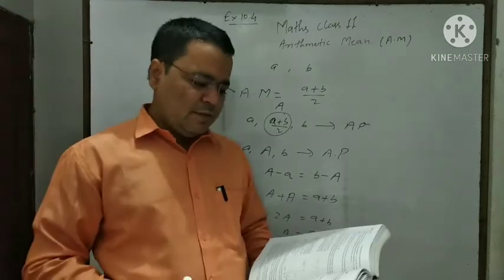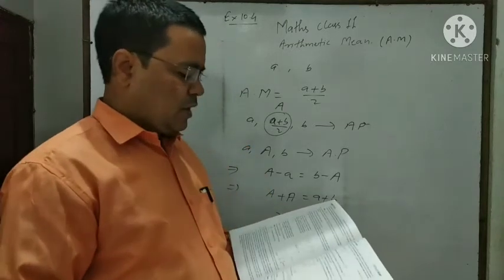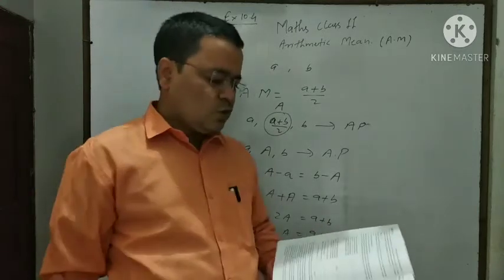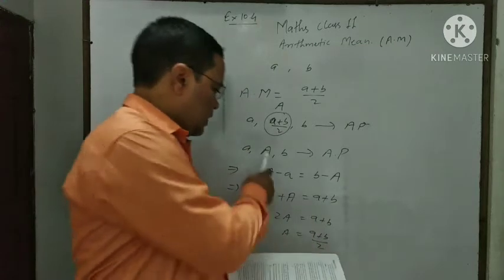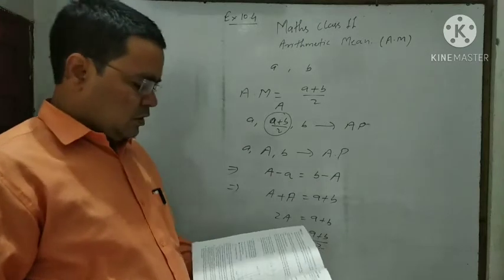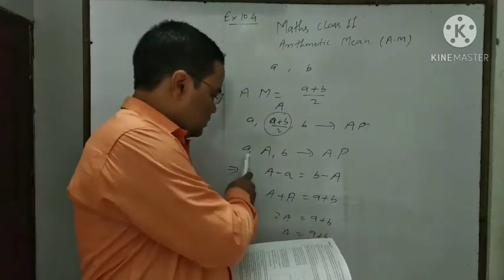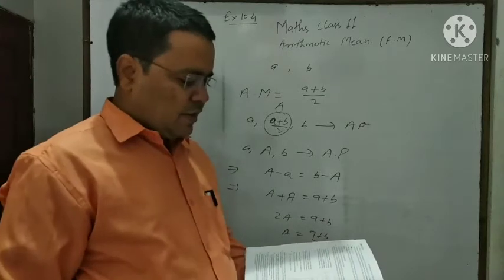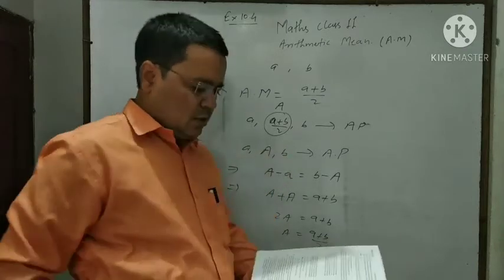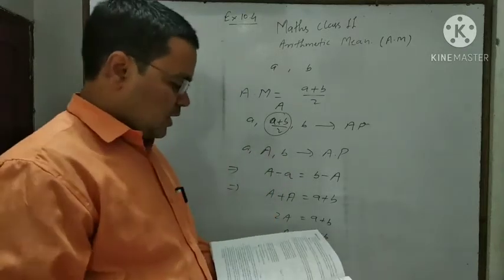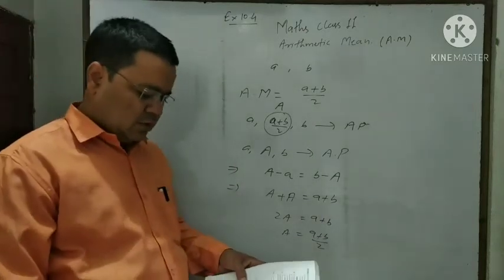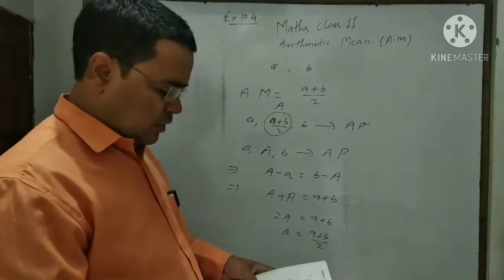Here it is given that if there are two numbers a and b, we can insert a number capital A between them so that small a, capital A, and b are in arithmetic progression, and this capital A is called the arithmetic mean. In other words, if small a, capital A, and b are in AP, then A is called the arithmetic mean between these two numbers small a and small b.